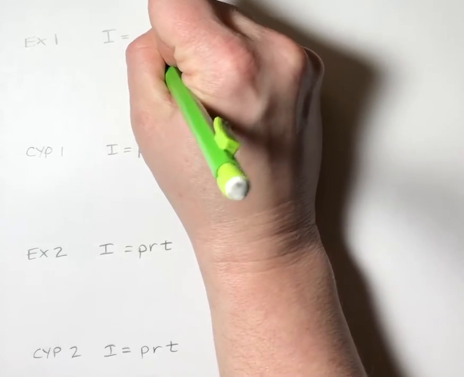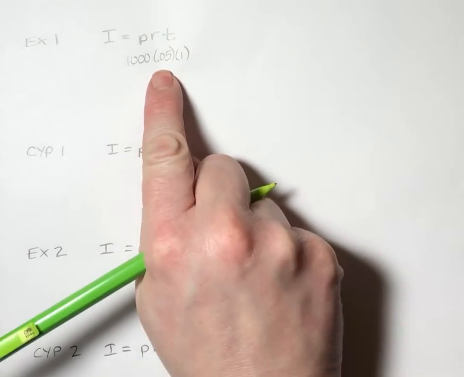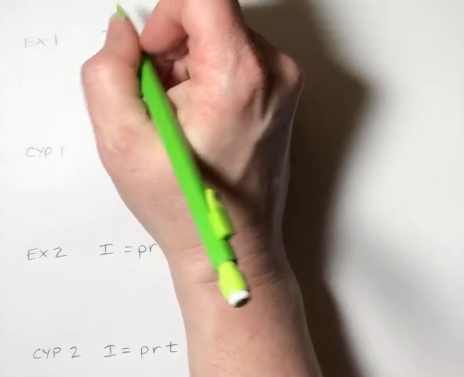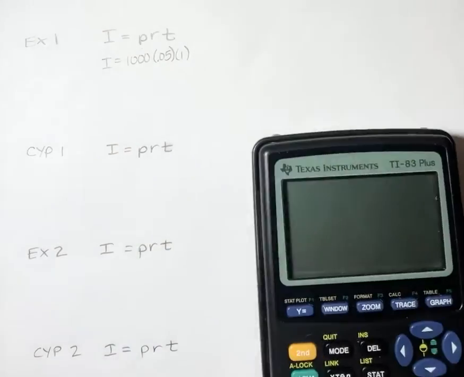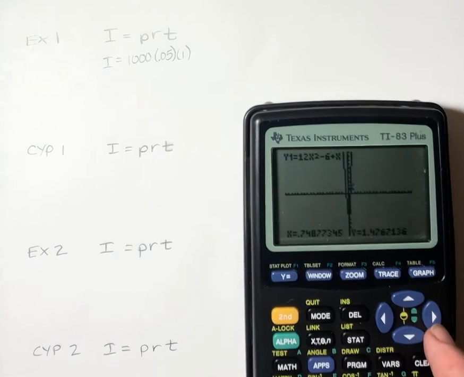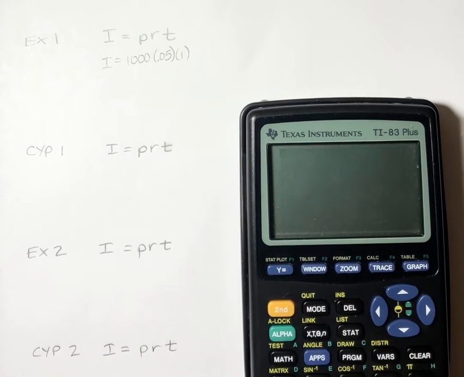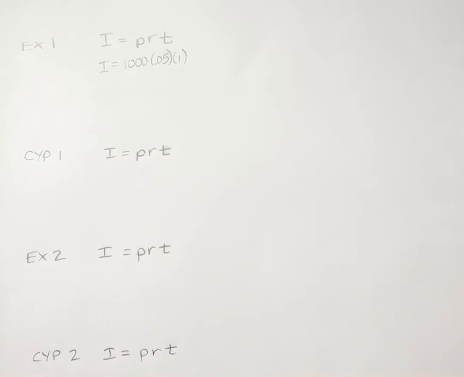So again, if my interest rate is 5%, I have to change that to a decimal. So then my interest is going to equal 1,000 times 0.05 times 1, which I don't need to do, and so my interest is going to be $50.